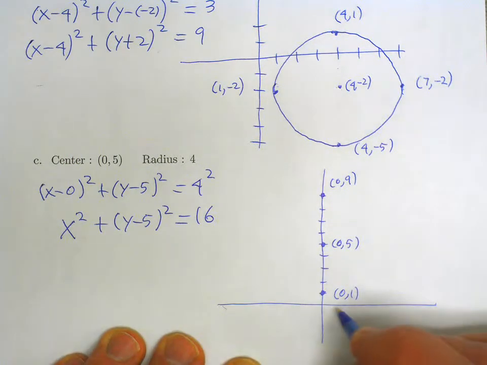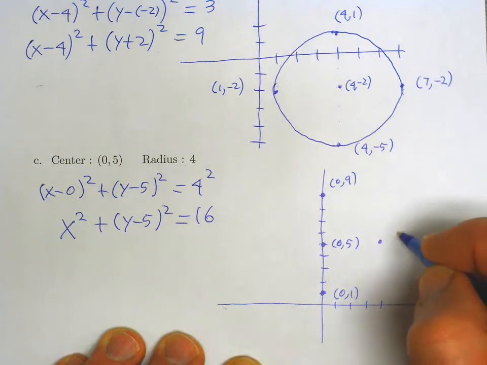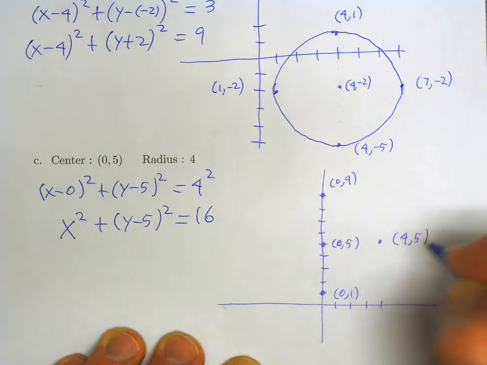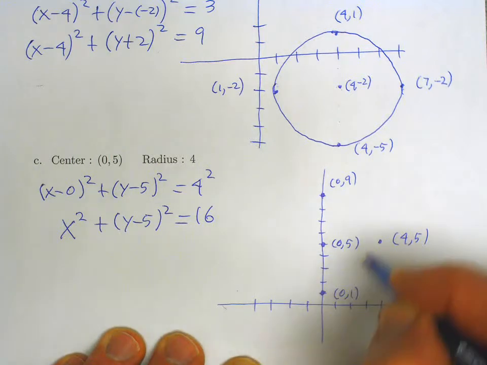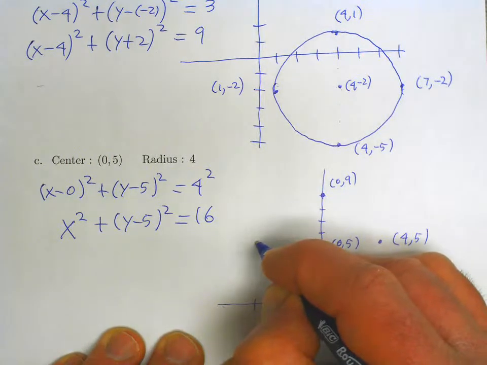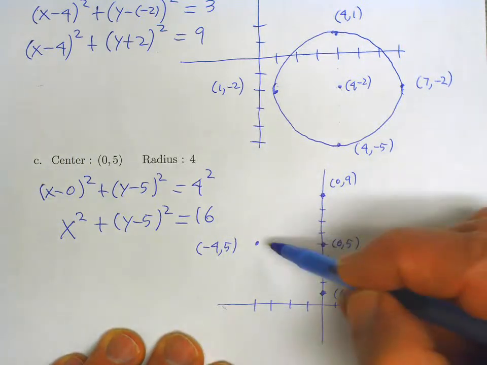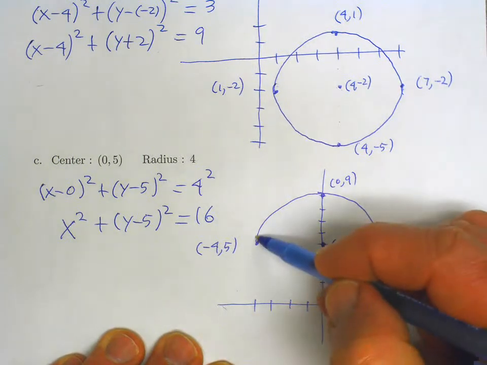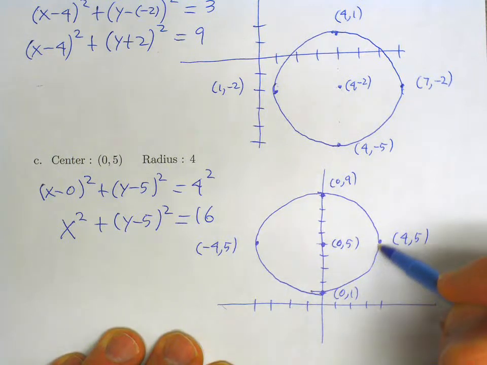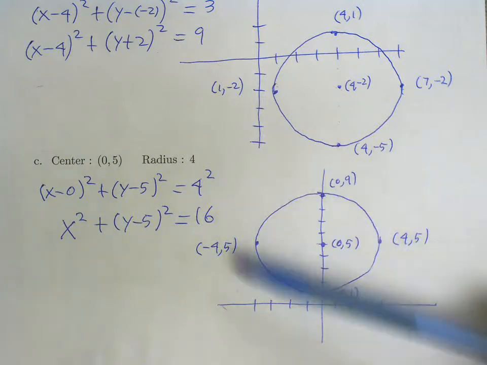From the center, if I move to the right 4 units, this point is 4, 5. And if from the center I move to the left 4 units, this point is -4, 5. And then we can connect the dots on the circle. So it sort of looks like a circle. You get the idea.